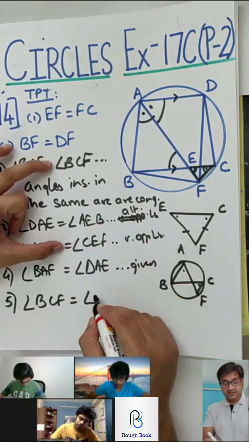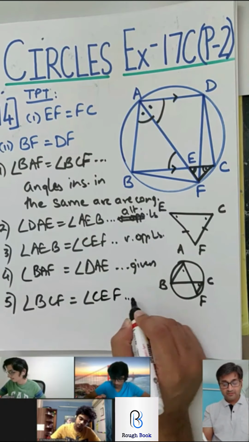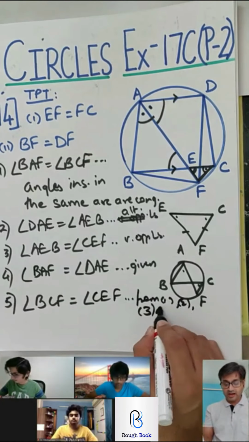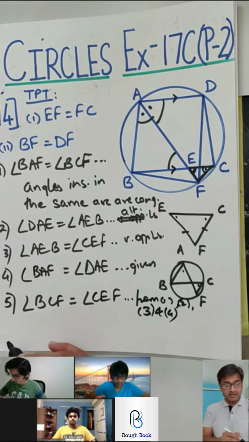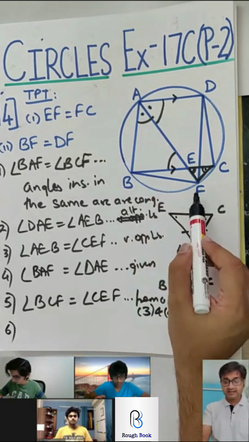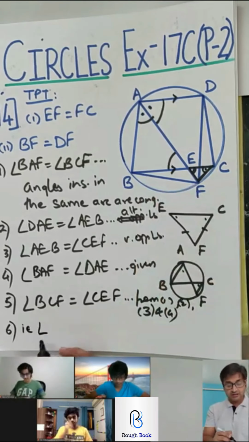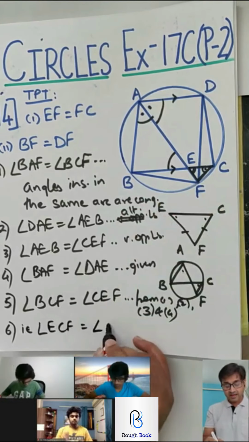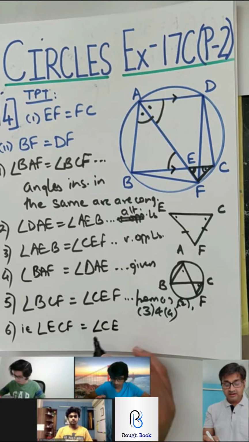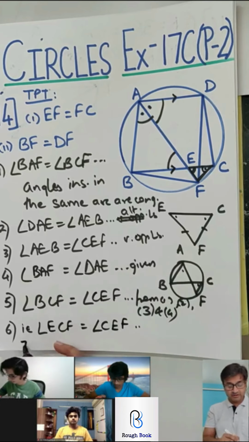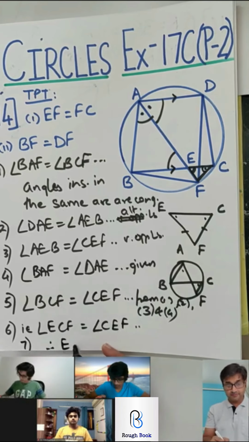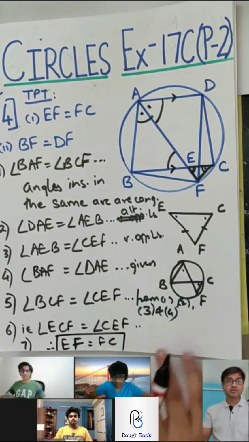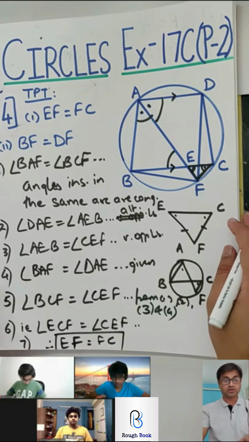So what is left is BCF and CEF, from 1, 2, 3 and 4. So these four parts help us to get BCF and CEF. So write it to get the correct angle. For BCF we will say CEF, and ECF and CEF. Alright, so 7th step, therefore EF is equal to FC. So we get the first part. When you get the first part, just put a box around it.